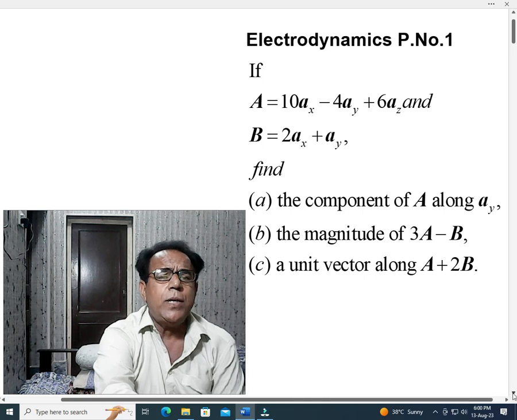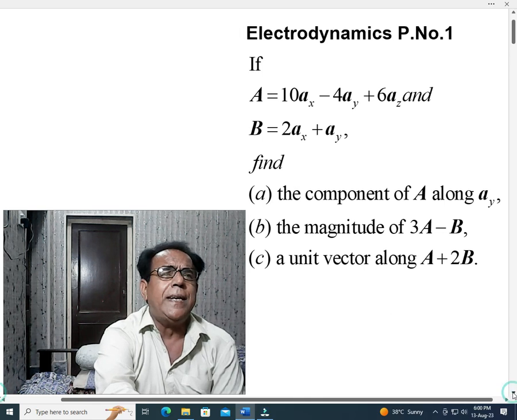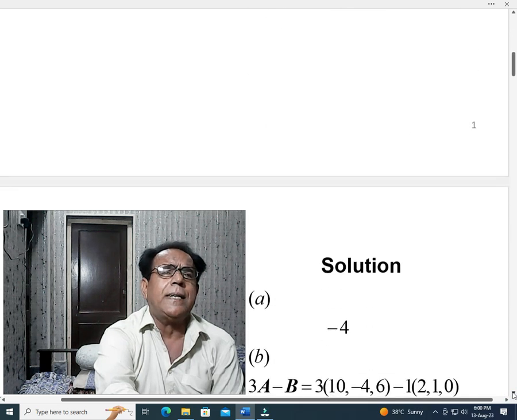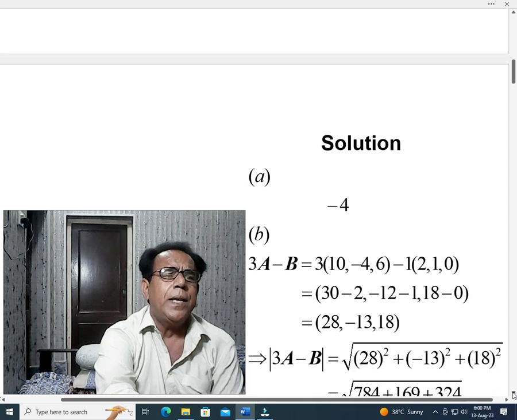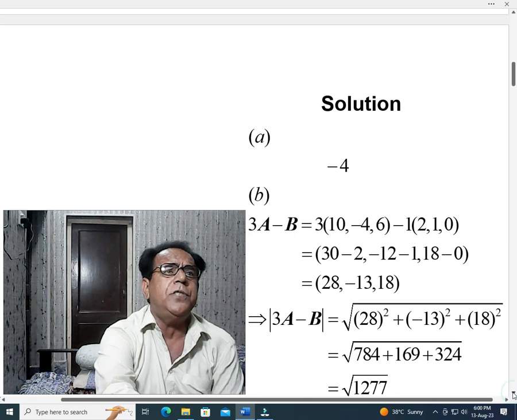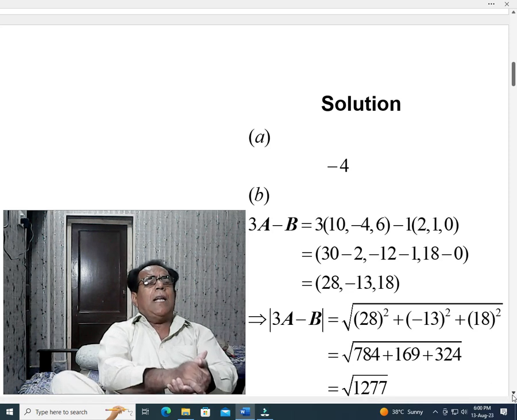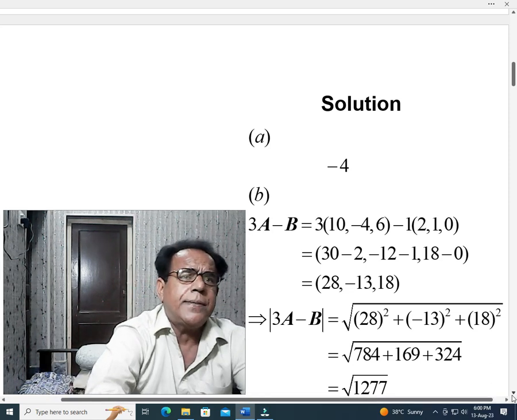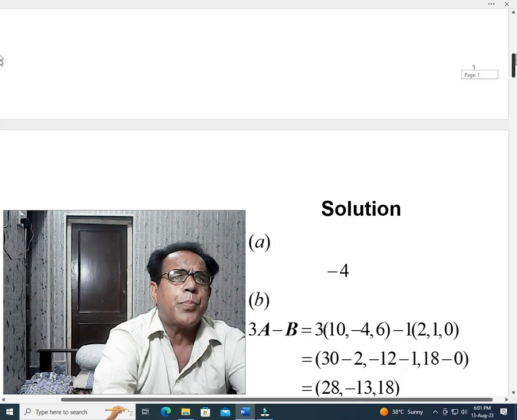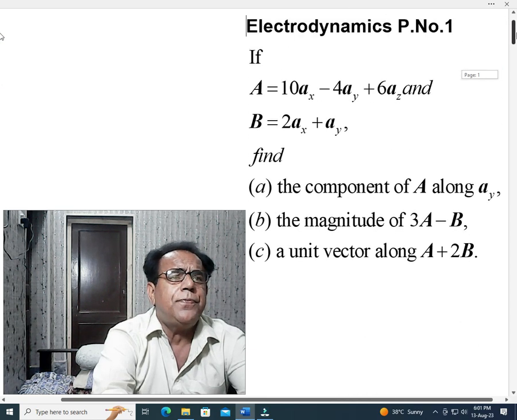Dear students, actually such problems are of a very initial, very basic level. But despite the fact that they are very easy and simple, because these problems are included in this book which we are going to adopt, we will also start from the same problems, whether they are easy or easier or easiest. First problem, first is the component of A along ay.